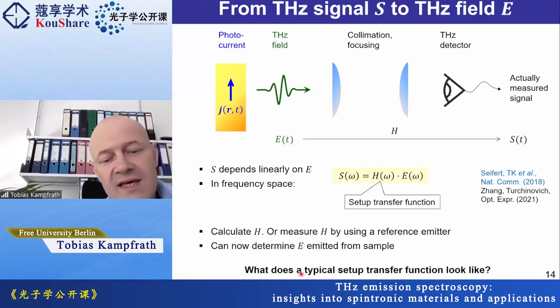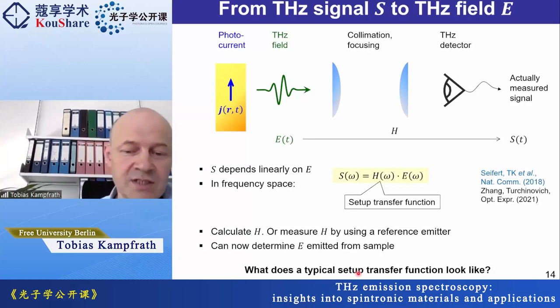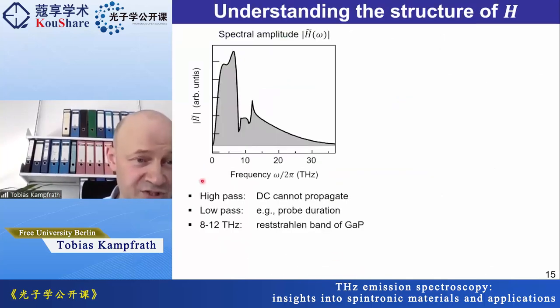So let me just show you a typical transfer function in a typical terahertz setup. So this is calculated, but it very nicely agrees also with what we measure. So what do we have here? This is the amplitude of our transfer function as a function of frequency from 0 to 30 terahertz. And you see at low frequencies, we have a high pass behavior. So we have very little amplitude at zero frequency. And this just means that low frequencies and in the extreme case, 0 hertz or DC, can simply not propagate into free space. That's why we get this high pass behavior here.